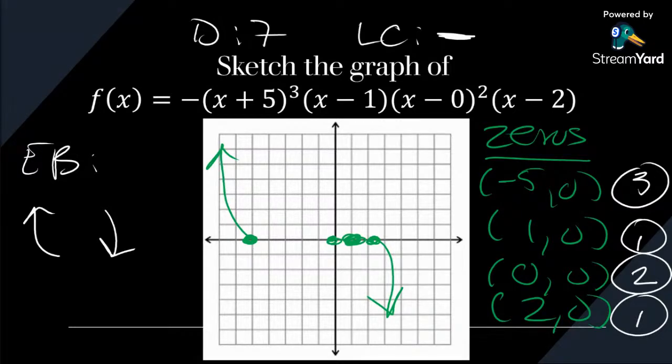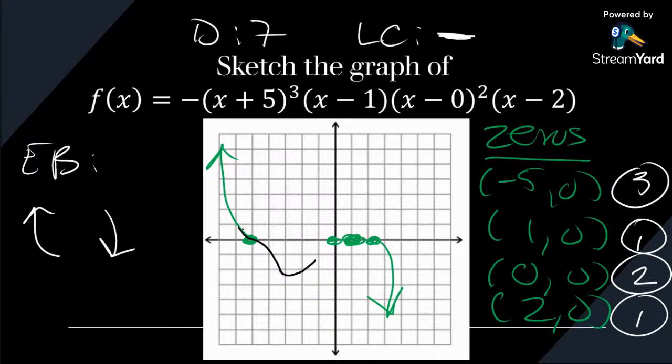Now, let's talk about the multiplicity. We just wrote those here in white in the circle. So in doing so, we now know how each one occurs. So here we go. At negative 5, we have it happen 3 times. So we're going to go to that point, snake through it, and then keep going. Come back up. We add 0, 0.